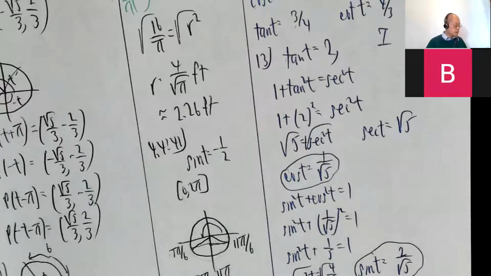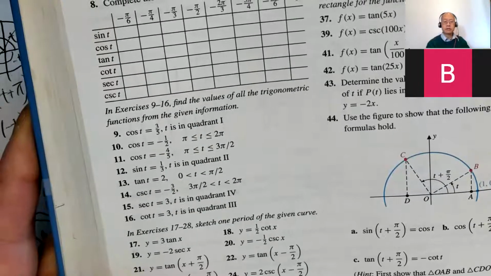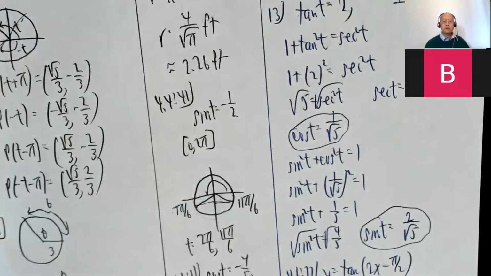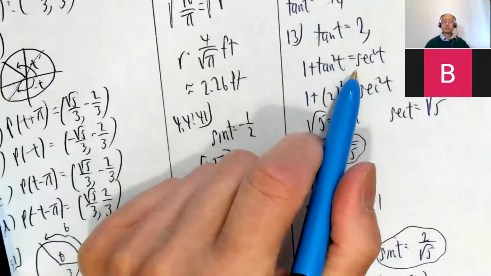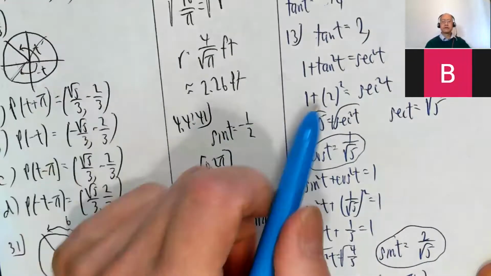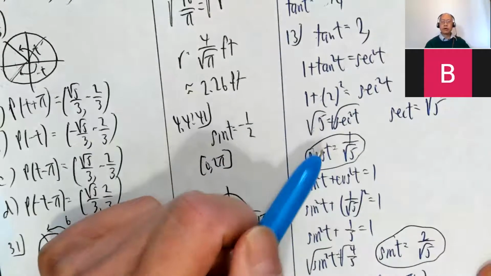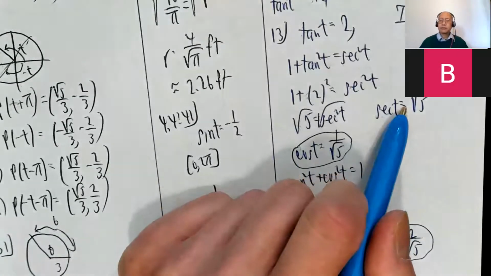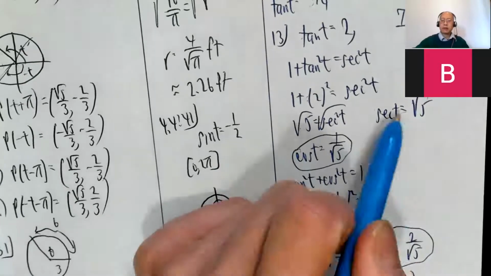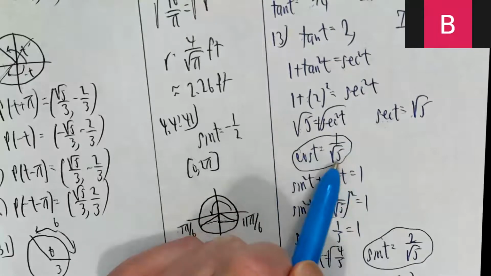Okay, let's see, 13, tangent of t is 2, t is between 0 and pi over 2, that's in quadrant 1. So for this, I would use 1 plus tangent squared equals secant squared. 1 plus 2 squared is 4, so that's 5 equals secant squared. Get the square root, I'm in quadrant 1, everything's positive. So secant of t is radical 5. Then reciprocate, flip both of them. Reciprocal of the secant is the cosine. Cosine of t is flip radical 5, 1 over radical 5.